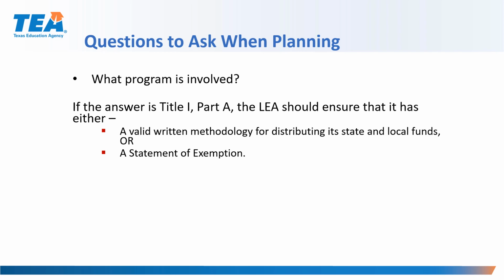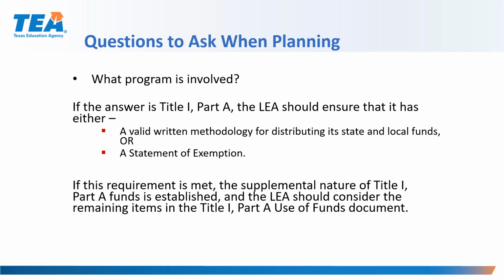If the answer to that question is Title I Part A or Title I School Improvement, then the LEA should ensure that it has either a valid written methodology for distributing its state and local funds to its campuses, or a valid statement of exemption. If this requirement is met, the supplemental nature of the Title I Part A or Title I School Improvement funds is established, and the LEA should then go on to consider the other items on the Title I Part A Use of Funds document. But the question about supplement not supplant should be done.